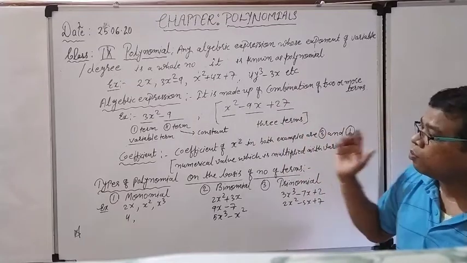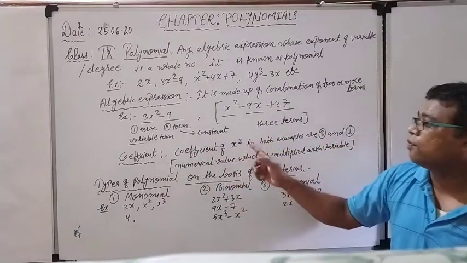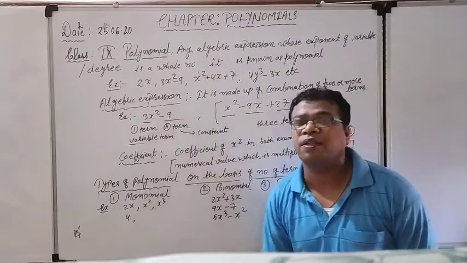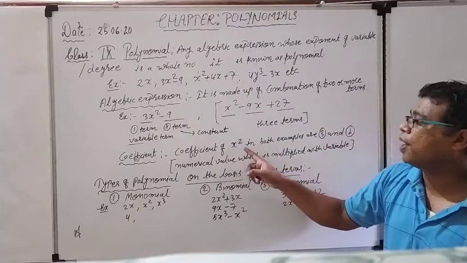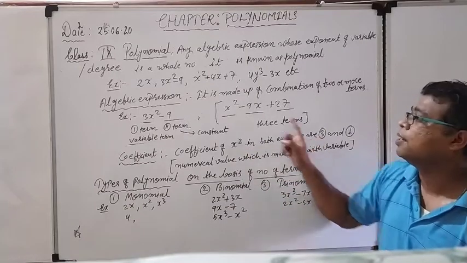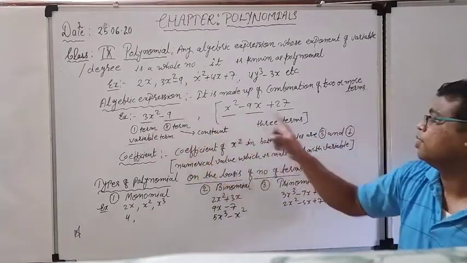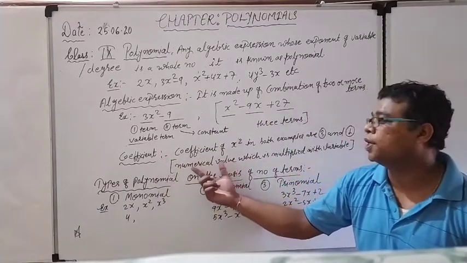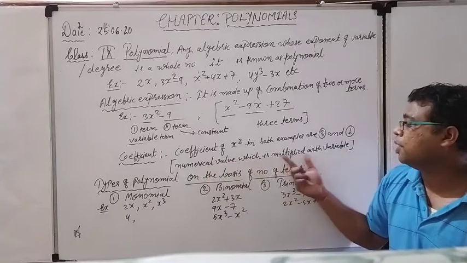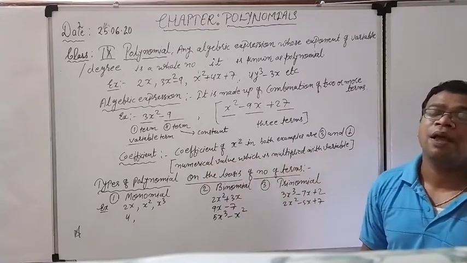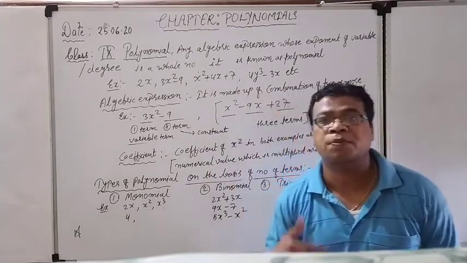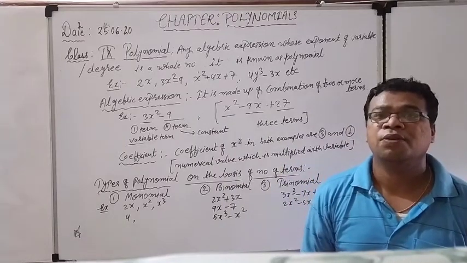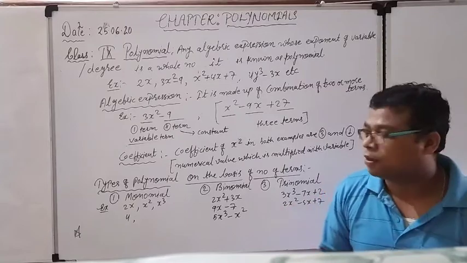Right now, see what the coefficient is. Coefficient of x square: if I want to identify the coefficient of x square in the first example, the coefficient of x square in both the examples is 3 and 1 respectively. Same thing I have written. What is the meaning of the coefficient? It is a numerical value which is multiplied with the variable. Any numerical value which is present before the variable, or which is multiplied with the variable, is considered a coefficient.